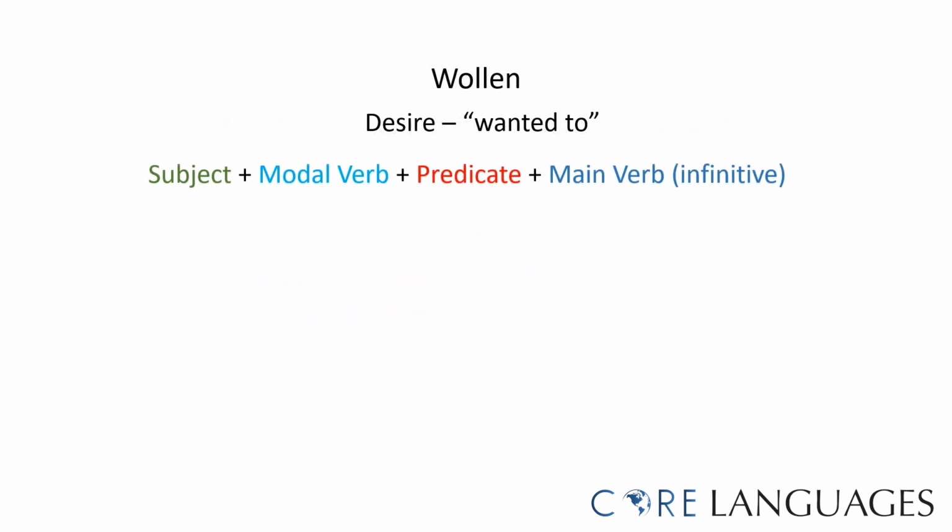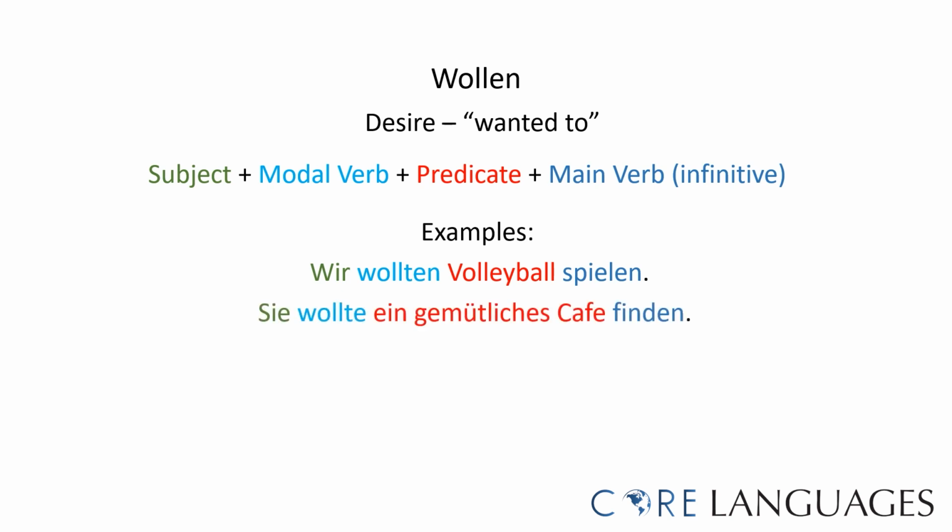The modal verb wollen is used to express a desire or a strong desire. And the preterite translation would be wanted to. For example, wir wollten Volleyball spielen. We wanted to play volleyball. Or, sie wollte ein gemütliches Café finden. She wanted to find a cozy cafe.